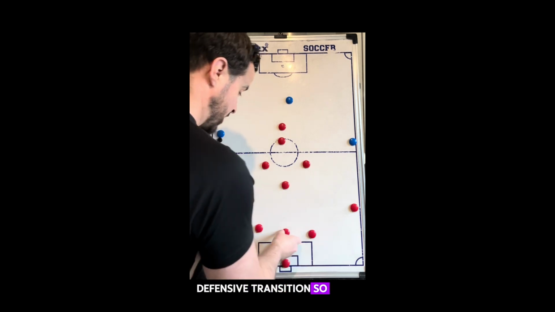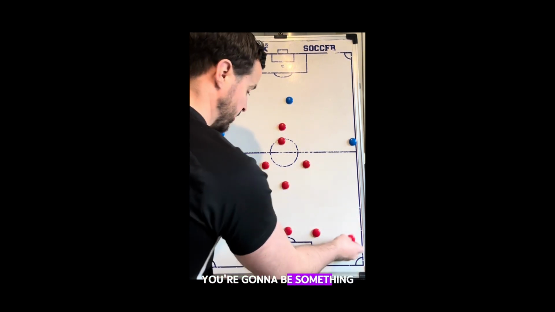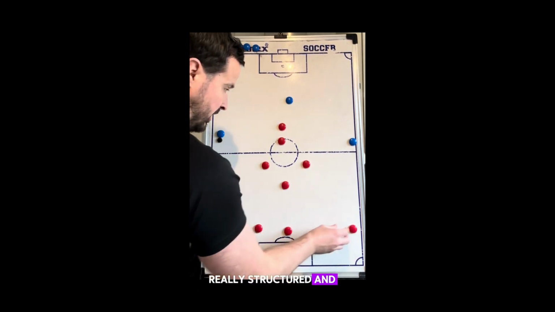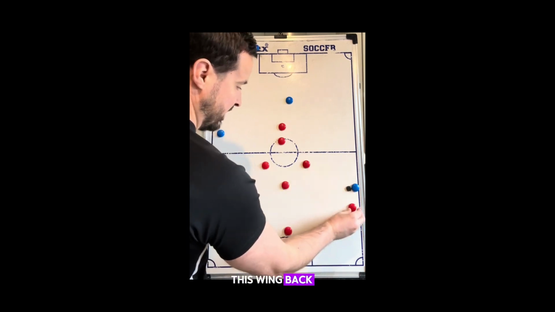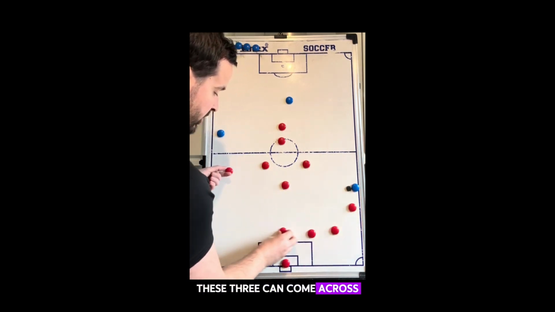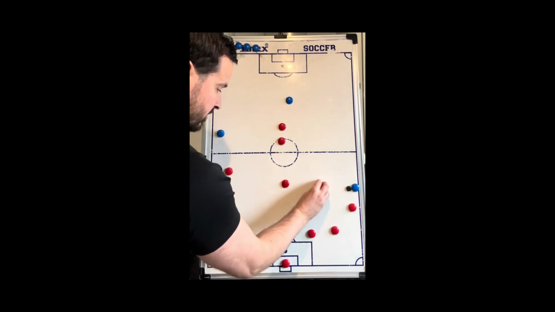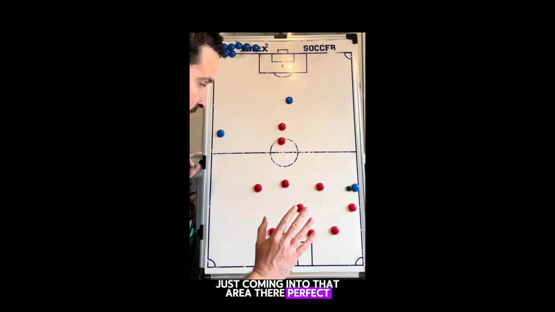Defensive transition. So look, ultimately, when you haven't got the ball, you're going to be something like that, whether you like it or not, unless you're really, really structured. And if the ball has come into this area, this wing back has got in front of the ball, these 3 can come across, your midfield's going to tuck across something like this. And maybe you're just comfortable with this wing back just coming into that area there, perfect.